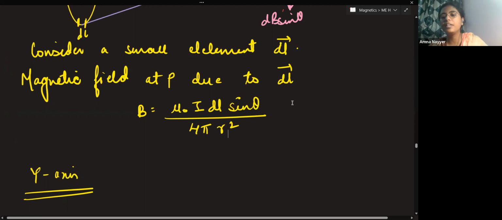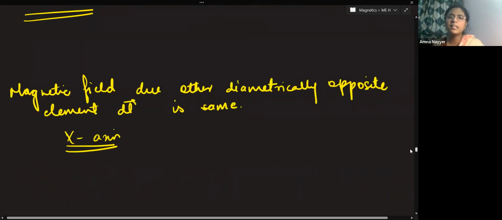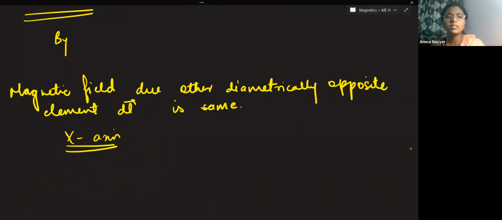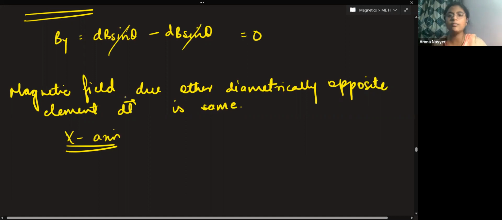Now magnetic field applied across the y-axis will be what? All these dB sin theta will be subtracted because both are in the opposite direction. They get cancelled. There is no net magnetic field across the y-axis. Clear till here? First tell me, is this point clear? Then we'll move on to x because x has calculations. Clear?